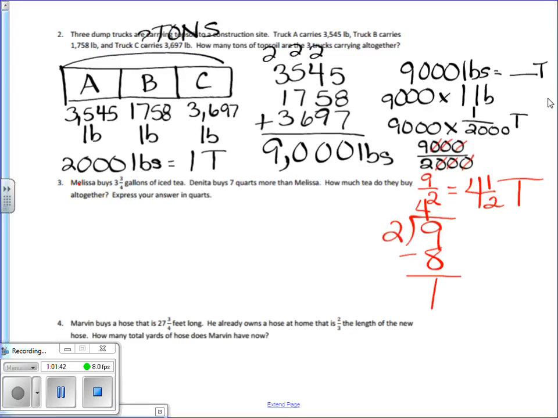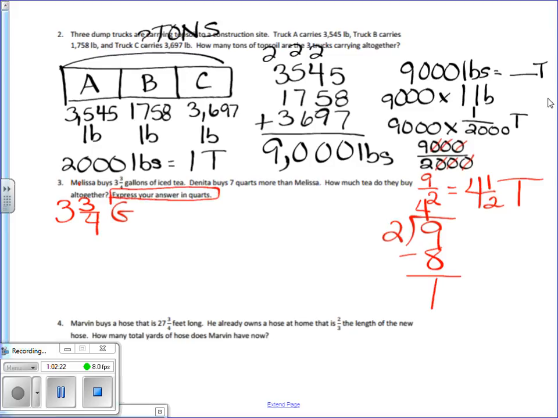Melissa buys 3 3/4 gallons of iced tea. Danita buys 7 quarts. You have to be really careful with these problems because some of y'all don't really read it. It doesn't say that she buys 7 quarts. It says more. 7 quarts more than Melissa. How much tea do they buy altogether? Express your answer in quarts.